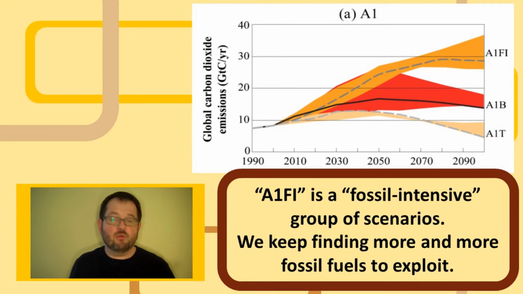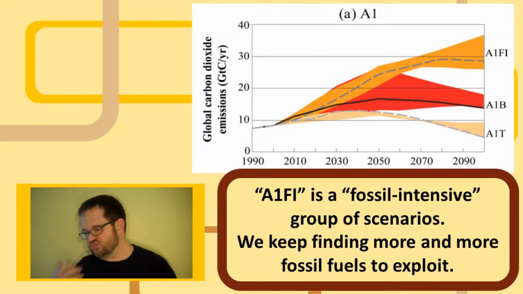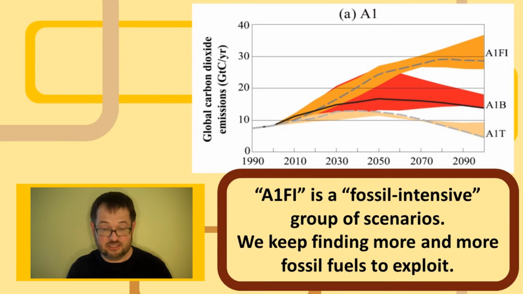The first one is the A1FI, for fossil intensive. This is a group of scenarios that certainly sounds like our world, where we just keep finding more and more fossil fuels to exploit. The price of fossil fuels stays in a range where it doesn't get so expensive we don't use them anymore, and yet it's profitable enough that the oil companies keep finding ways to frack someplace they haven't fracked yet, or extract oil from tar sands they haven't done yet. And that seems to be how the world is progressing.